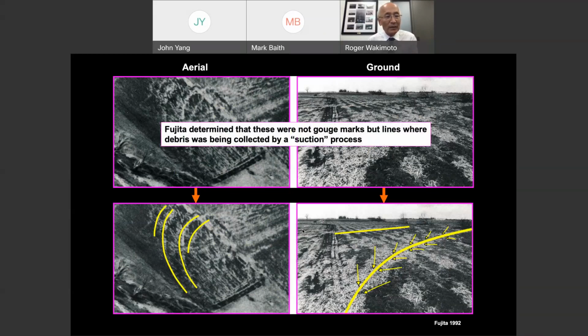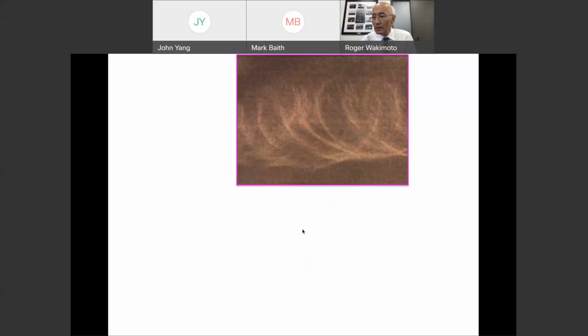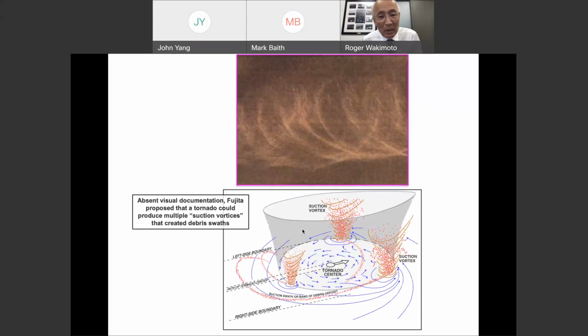And so I'm writing here what I just said. These were not gouge marks, but debris being congregated or collected by a suction process. So what Ted said was, okay, and this is the way Ted's mind worked, I see these marks. I know they're not being created by gouge marks. He made a huge leap of faith and actually came up with this very famous schematic model. And I want to make sure you understand, he did this absent of any visual documentation of a tornado.